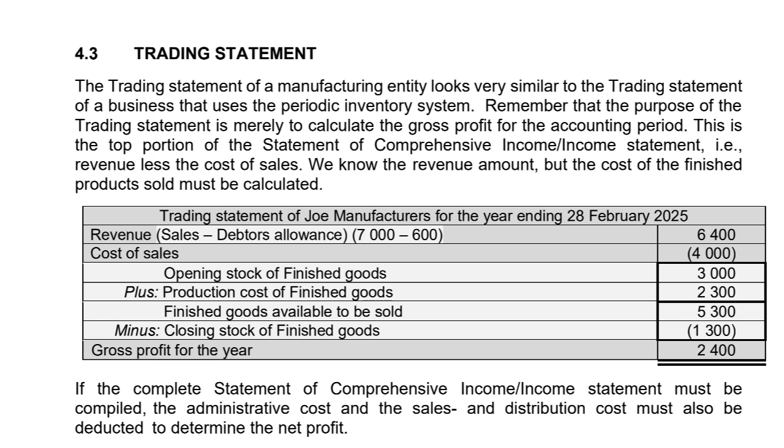If the complete statement of comprehensive income or income statement must be compiled, the administrative costs and the sales and distribution costs must also be deducted to determine the net profit.